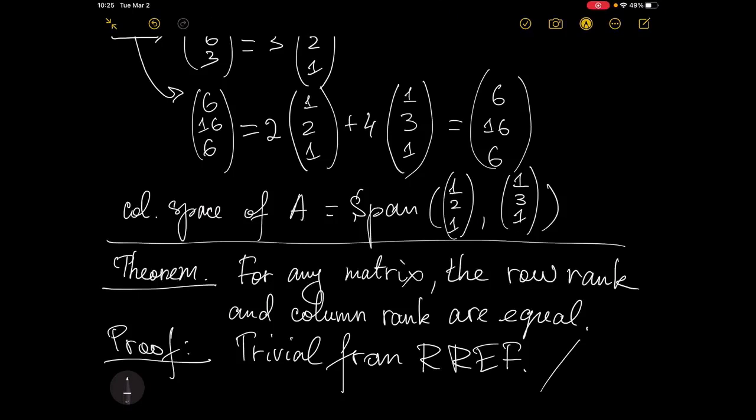Which means that essentially the number of linearly independent rows or linearly independent columns is equal to the same parameter, which is the number of leading ones in the reduced row echelon form. Clear or not?